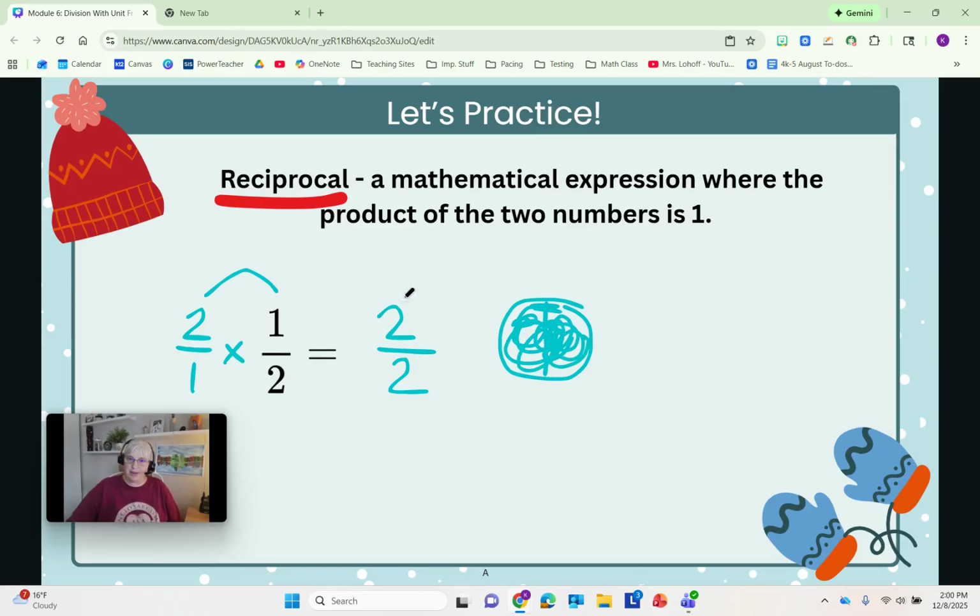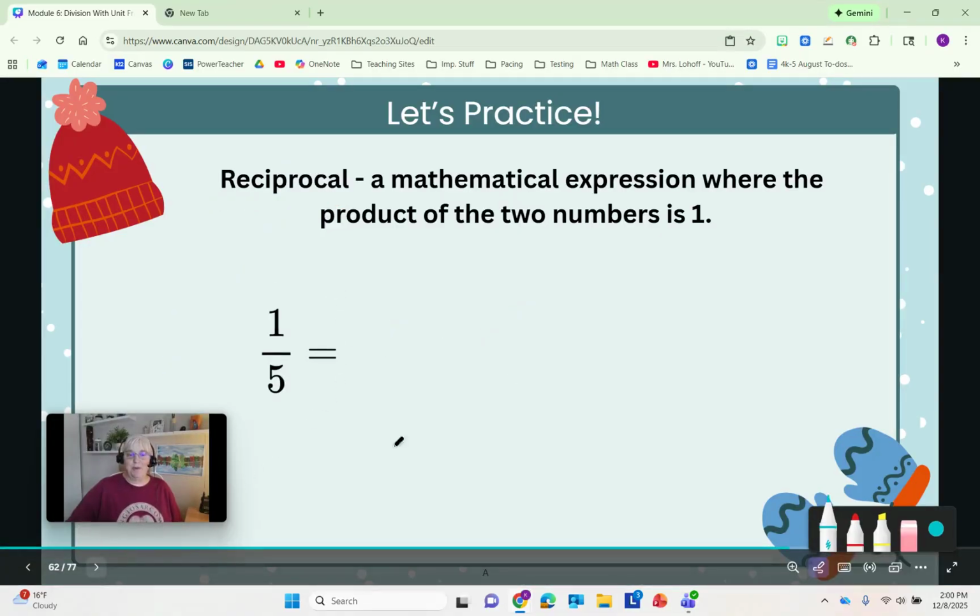Whenever you have a fraction where the top number and the bottom number is the same, that is the same as 1. So reciprocal means we multiplied the two numbers together and we got 1. In the case of a fraction, a reciprocal of a fraction is its flip.